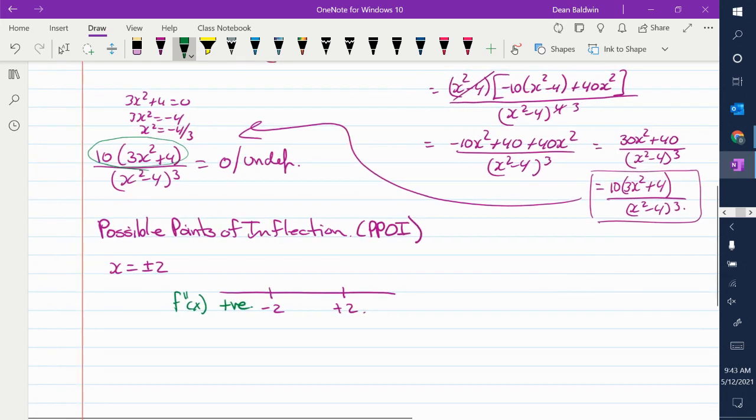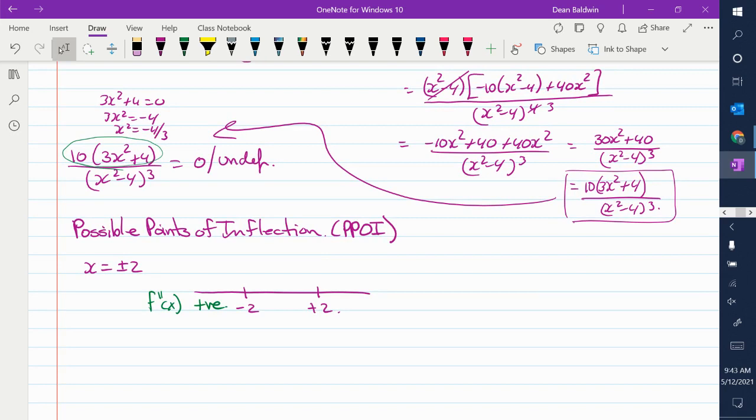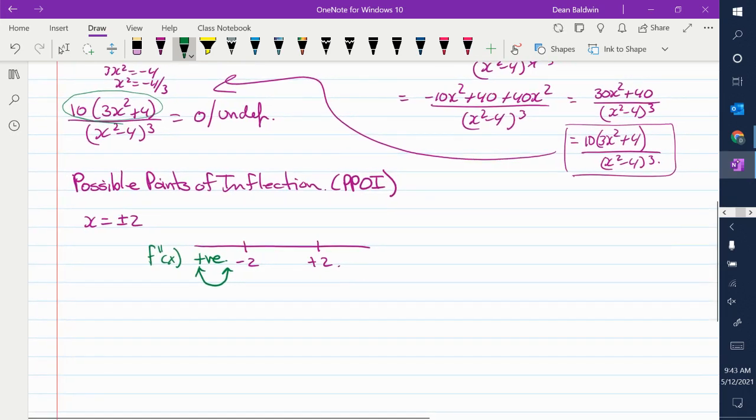If the second derivative is positive, remember the original graph is concave up. This is how I draw it. You can write concave up if you want. Concave up.